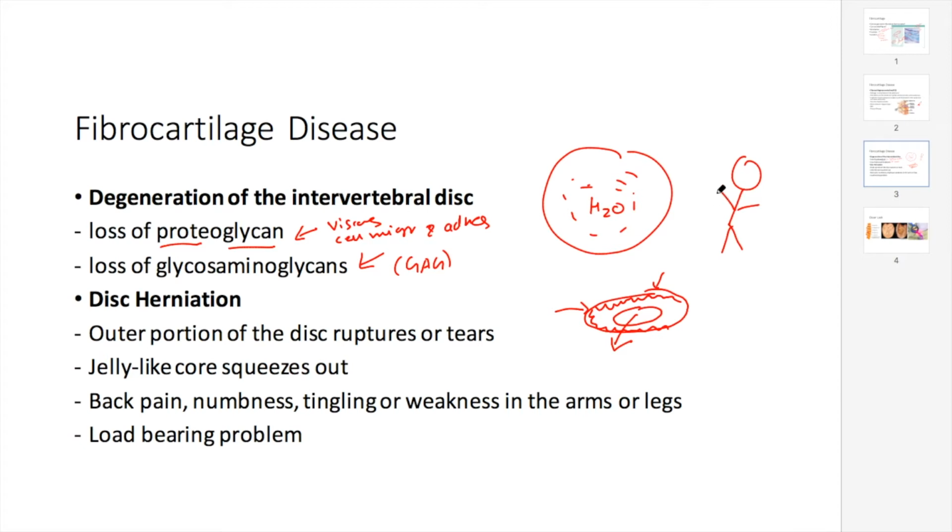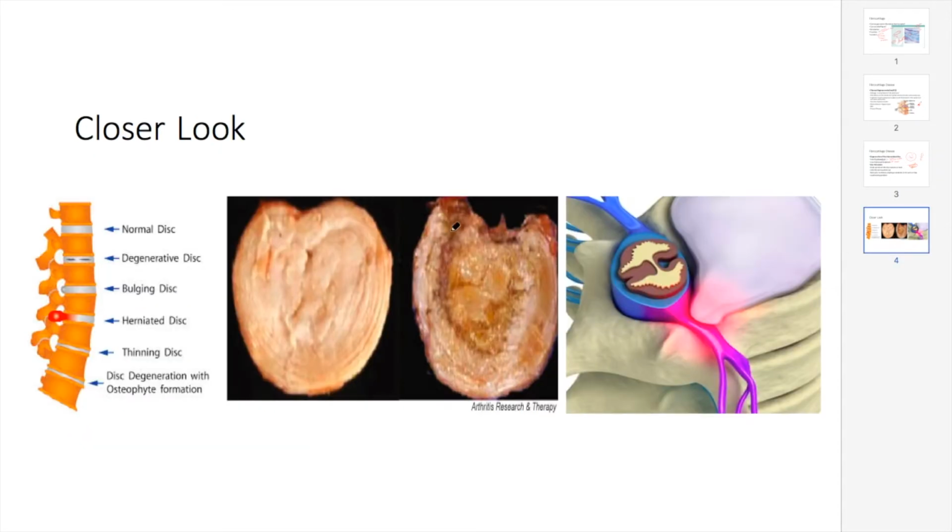So that's why fibrocartilage disease is one of the worst diseases. It will give you a hard time. You have to go a long way in your life, so you don't want to mess up these things, because we want to keep them normal. Okay, let's have a closer look. These are the intervertebral discs, and in between is the fibrocartilage, right?